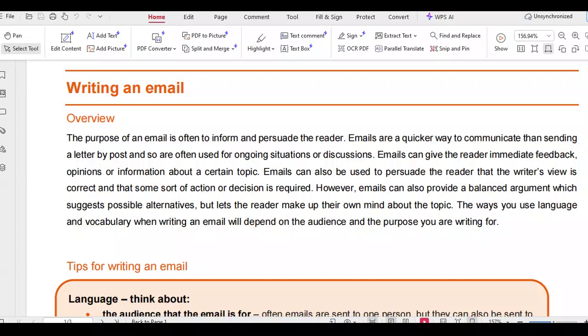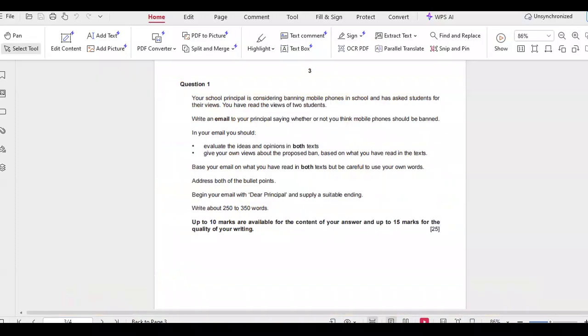The first and foremost thing specified here is the purpose. Whenever you are given a question, the first thing you have to understand is the purpose, that is, what specific genre you are supposed to write. If we go back to the question: your school principal is considering banning mobile phones in school and has asked students for their views. You have read the views of two students. Write an email to your principal saying whether or not you think mobile phones should be banned.